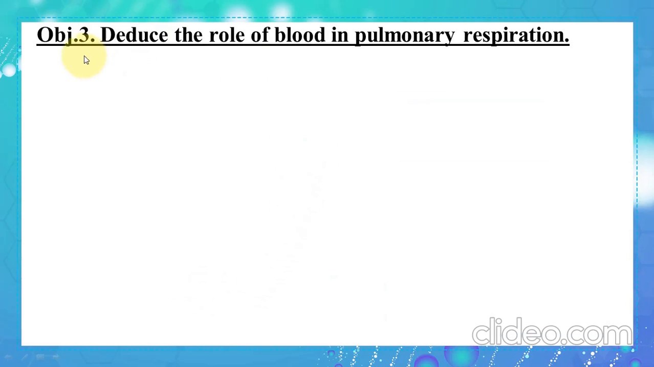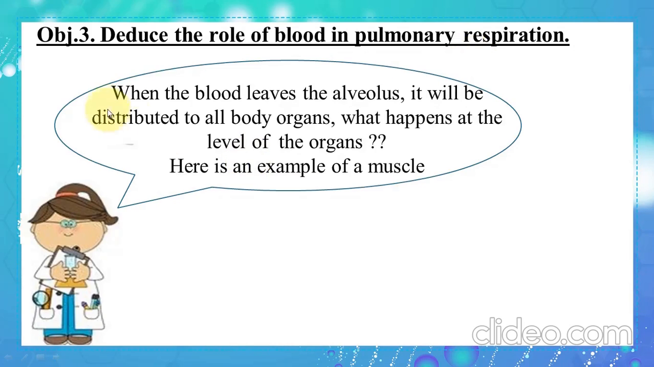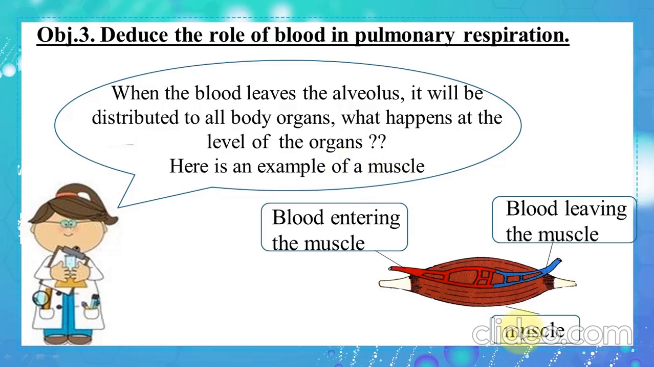Objective number 3. Deduce the role of blood in pulmonary respiration. When the blood leaves the alveolus, it will be distributed to all body organs. What happens at the level of the organs? Here is an example of an organ in our body, which is the muscle. And we know that the muscle is surrounded also by blood capillaries. Here is the blood which is entering the muscle, and here is the blood which is leaving the muscle.